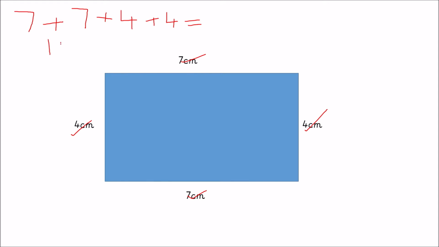7 add 7 is 14, as we know. 4 add 4 is 8. If we add 6 and 14, that would give us 20. Add the extra 2 and that would give us 22. So it would be 22, and again, centimetres, very important.